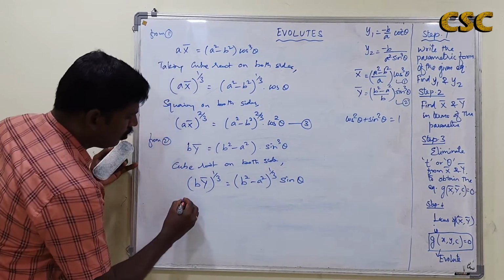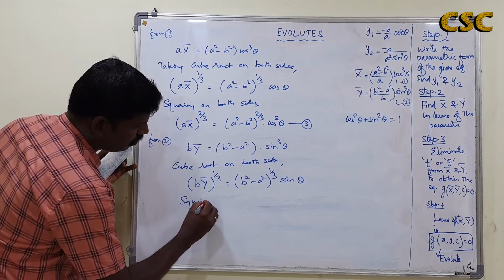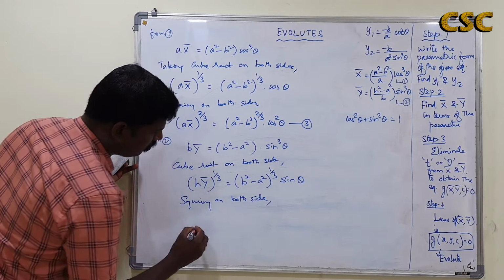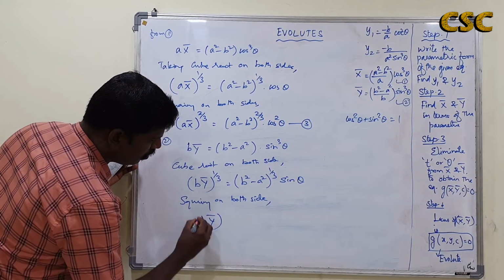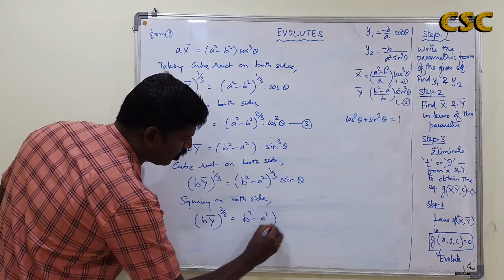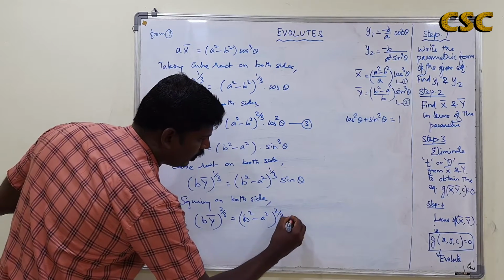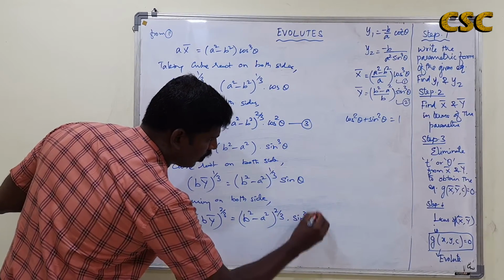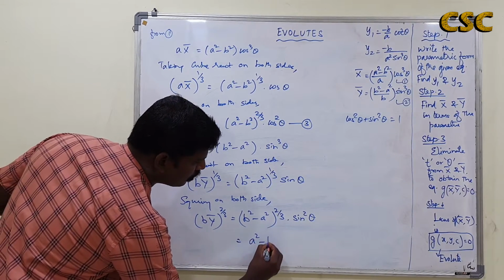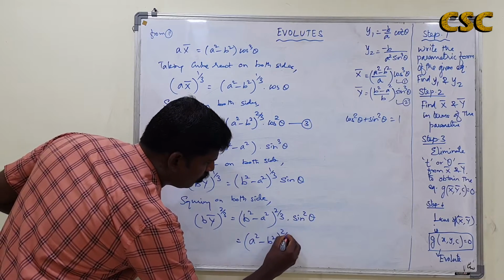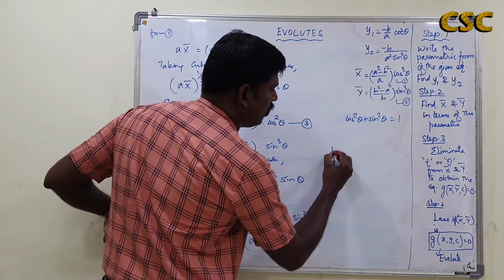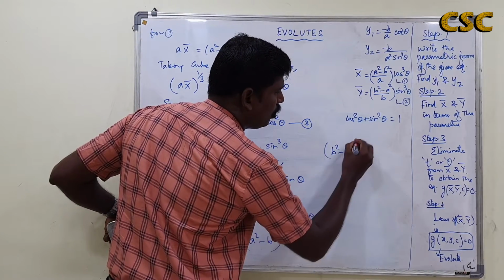Now I am going to square both sides. So b into y bar to the power 2 by 3 is equal to (b square minus a square) to the power 2 by 3 into sine square theta, isn't it? Now this can be written as (a square minus b square) to the power 2 by 3. Why? Both are equal. b square minus a square to the power 2 by 3, isn't it?